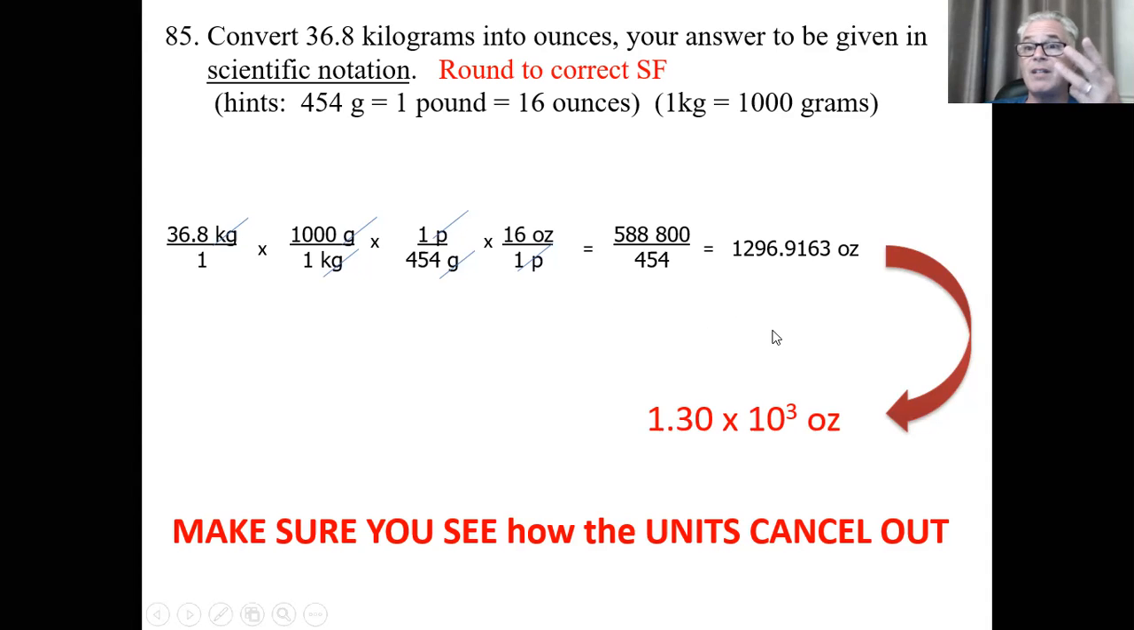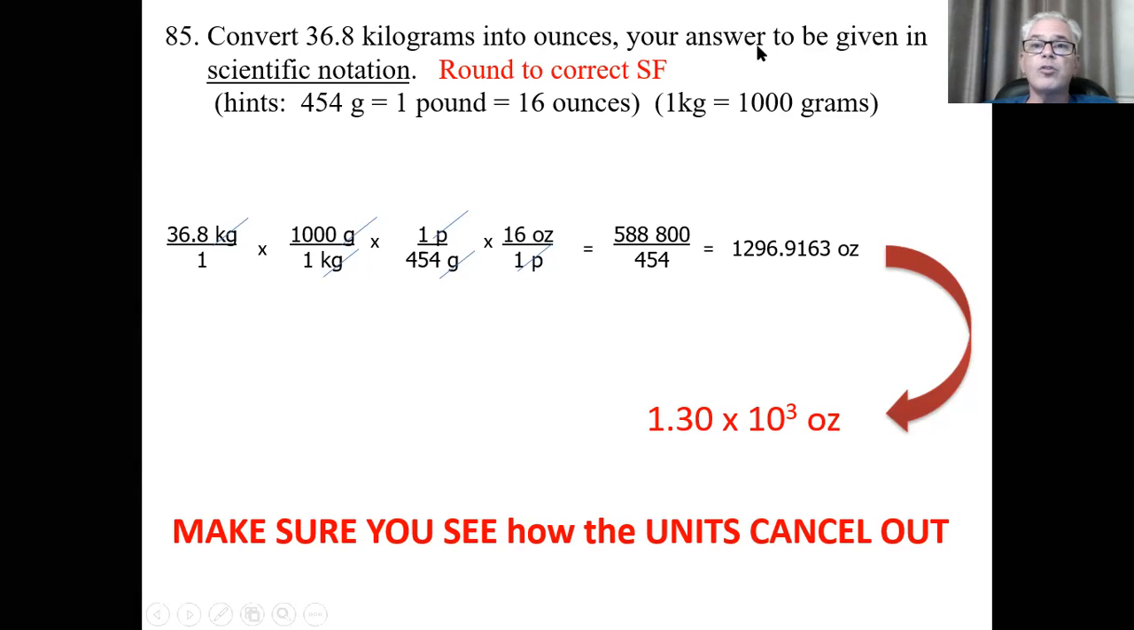Well, you have to keep 3 significant figures. You're going to have to round to 1.30, 1300. 1300 only has 2 significant figures, and if you make it 1300 point, that's 4 significant figures. So you're going to have to work it out with scientific notation. All the units are going to cancel.